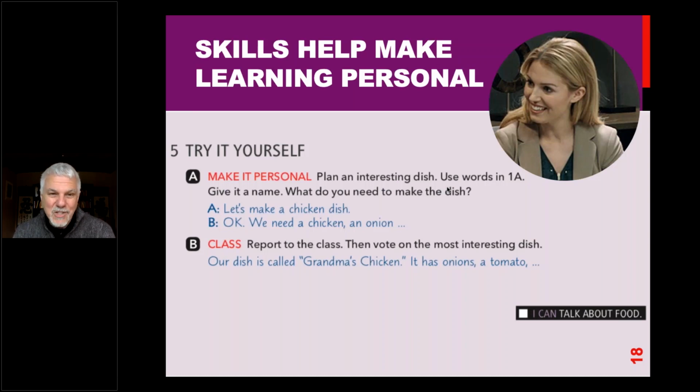What do you need to make the dish? Let's make a chicken dish. Got some modeling there. Okay, we need chicken and onion, things like that. Our dish is called Grandma's Chicken. It has onions, tomato, and of course they have to continue and do something else. The models are just an example. They're not using that to actually build their essay.